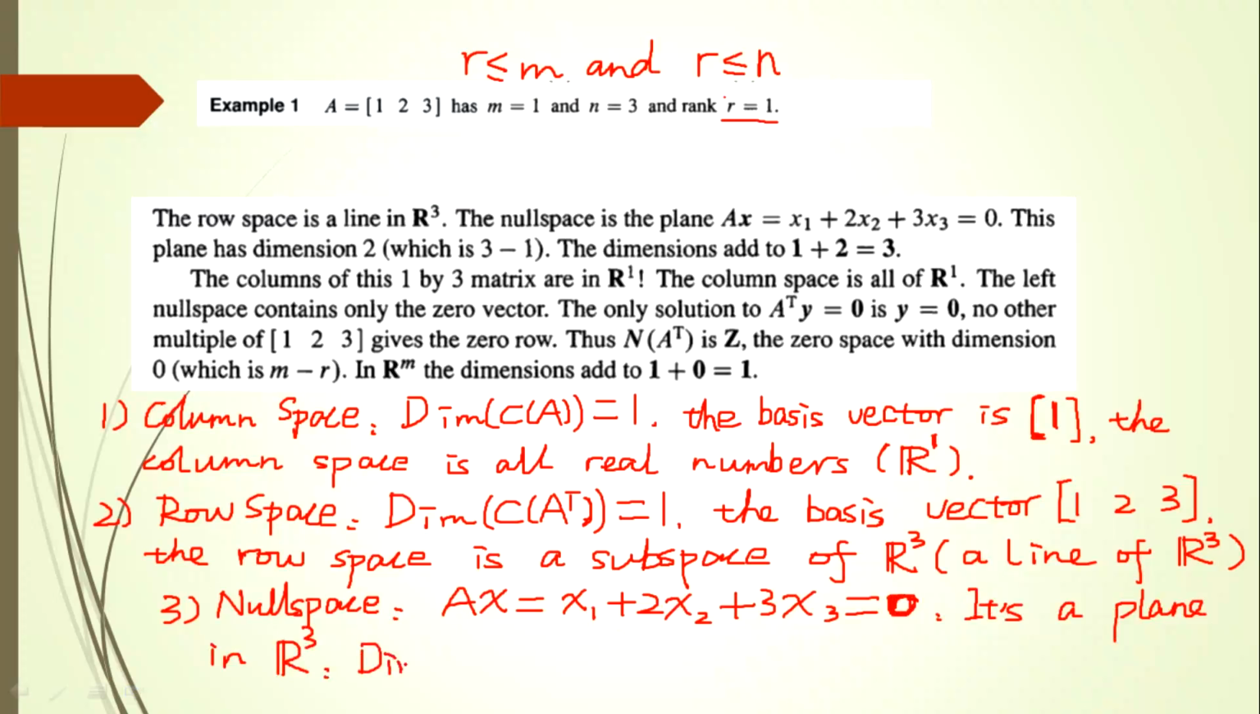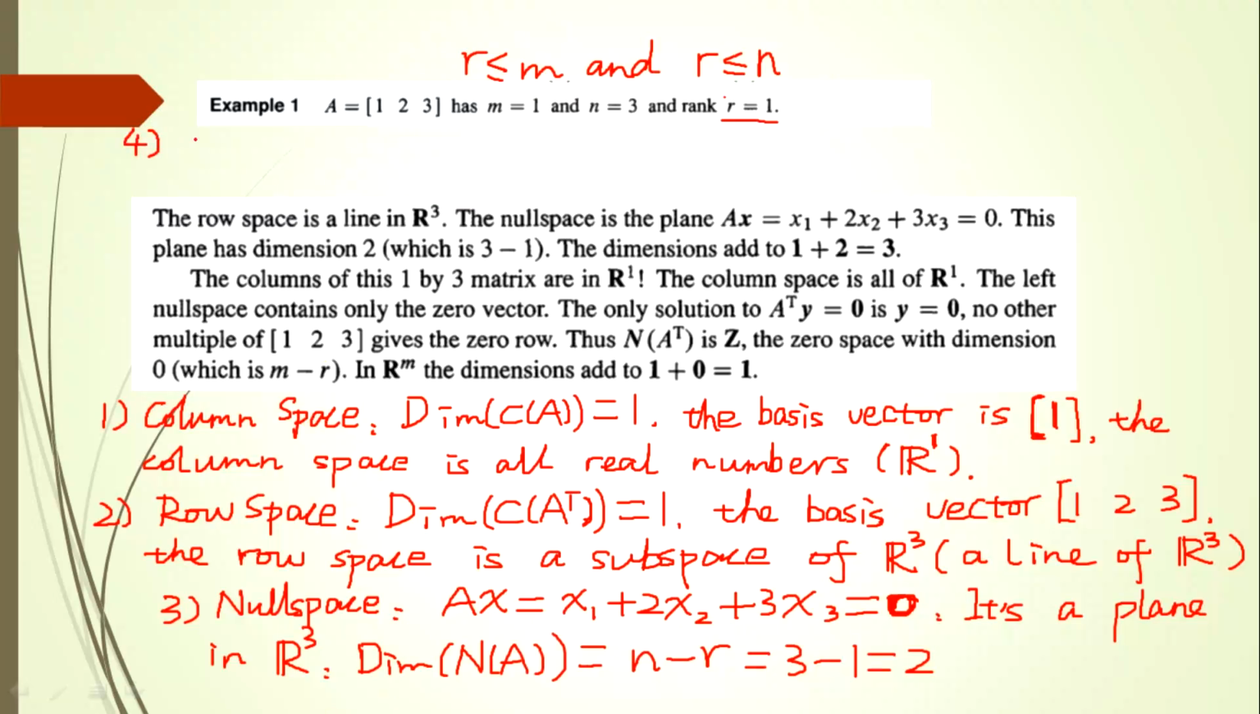And of course, the dimension of the null space will be 2. How can we get 2? m minus r, that is 2. We know that if the rank is r, then there will be m minus r free variables, and there will be m minus r special solutions. So there are 2 special solutions in the null space. Of course, the dimension will be 2, and it's a plane in R3.